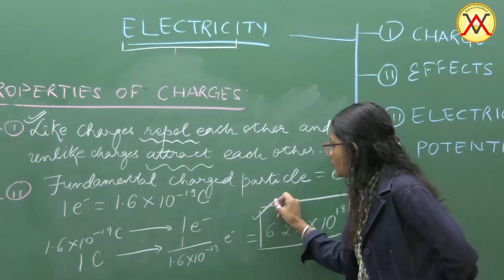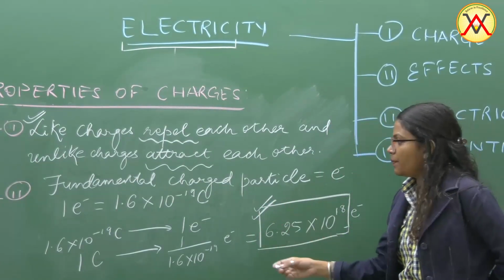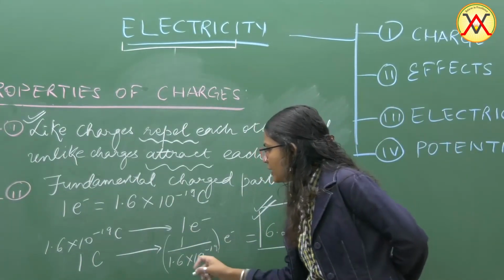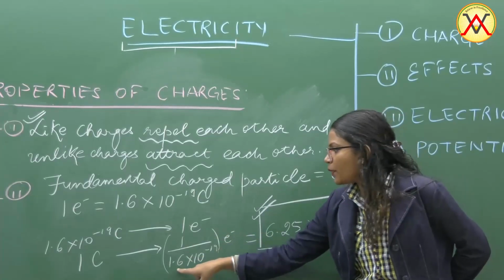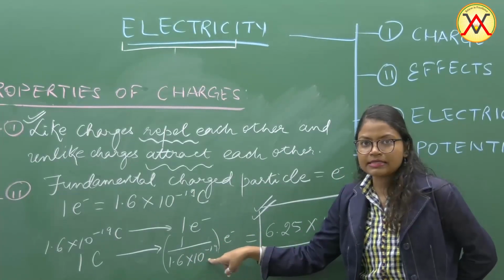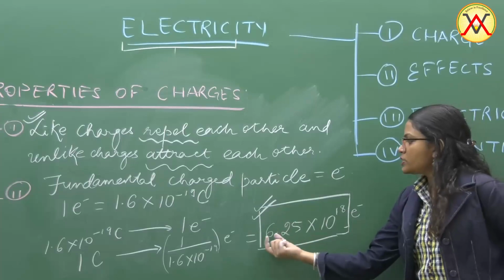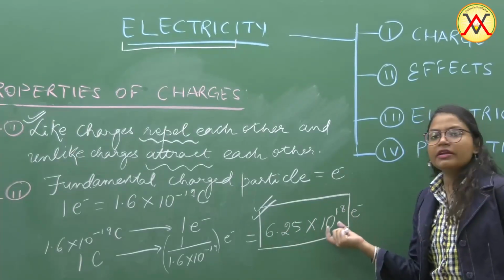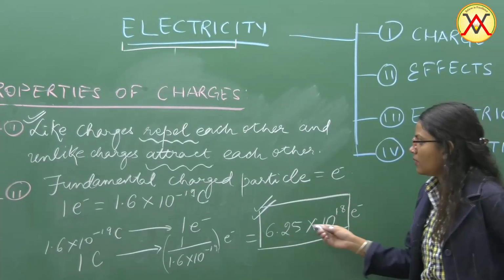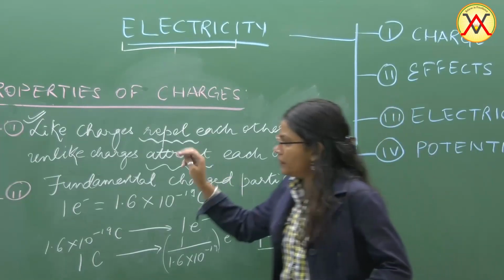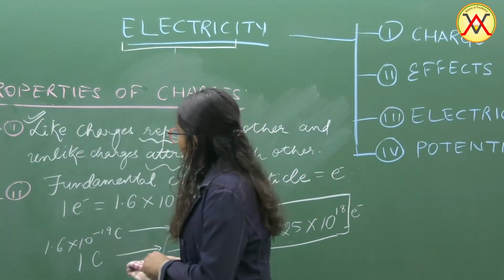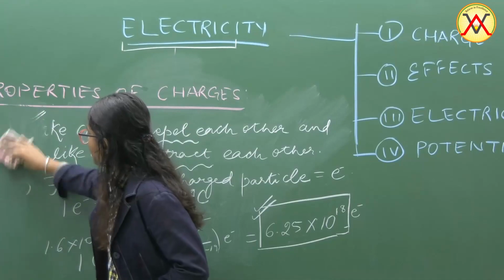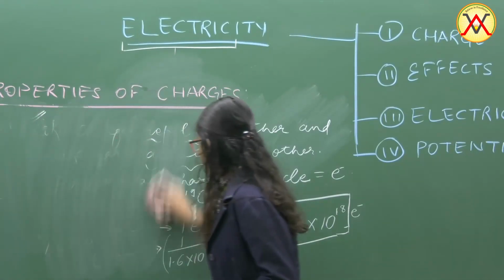This figure is what we need to mug up. Always remember the value of 1 upon 1.6 into 10 raised to power minus 19 is 6.25 into 10 raised to power 18. Okay, these are the two properties. Let's speak about our further properties.